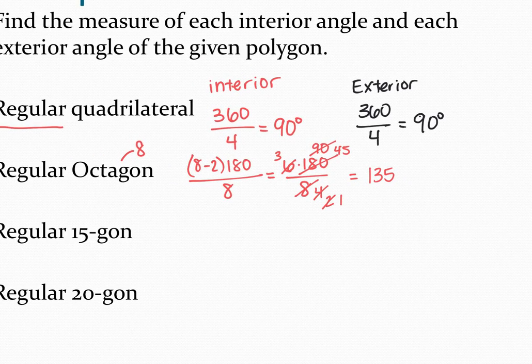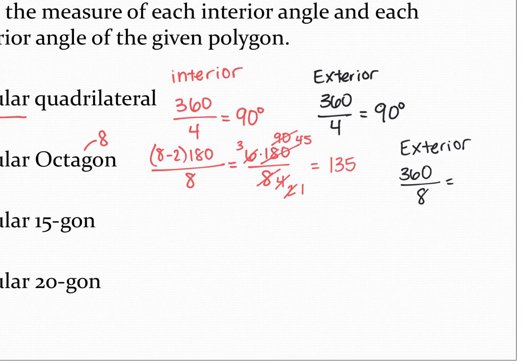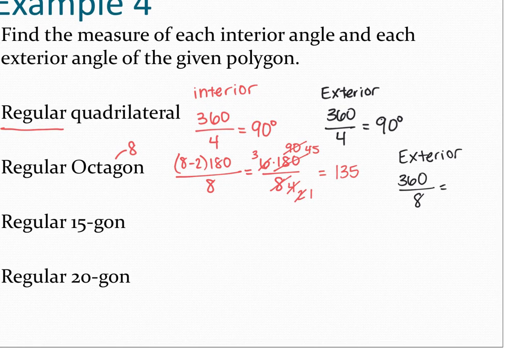Okay, now the exterior is just going to be 360 divided by 8. So is the interior and exterior the same for all of them? No, just the exterior. All the exteriors sum to 360. Correct. Because each of them has a different shape, right? It has a different number of sides. Yes. Did anyone do 360 divided by 8?